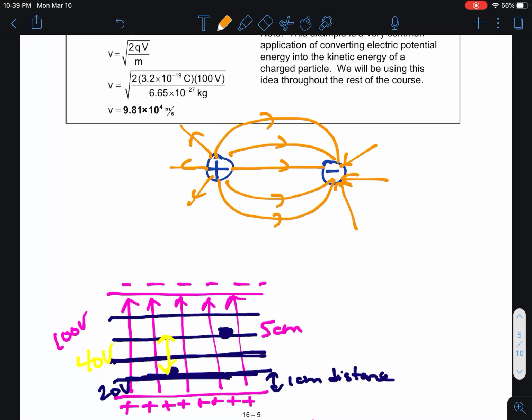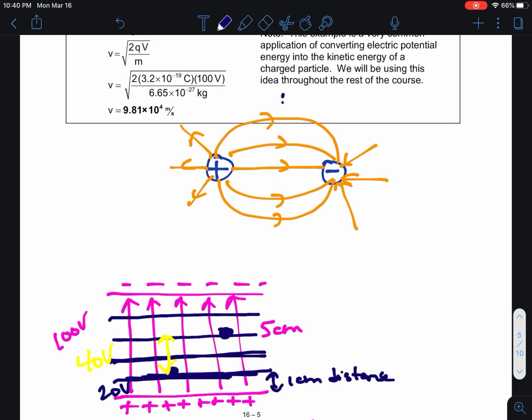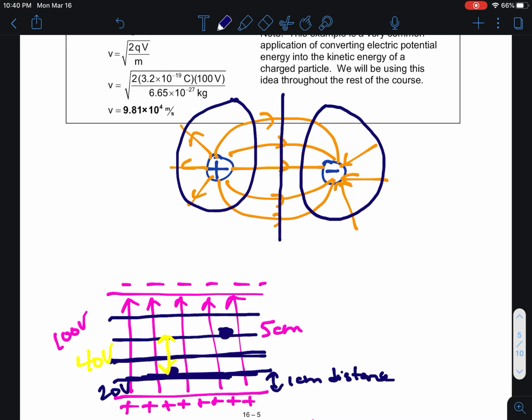Okay, now your equipotential lines need to be perpendicular to these at every step along the way. And that would look something like this. Well, this one is perpendicular. And then maybe like, well, that looks nice. Okay, so these would represent the equipotential lines.